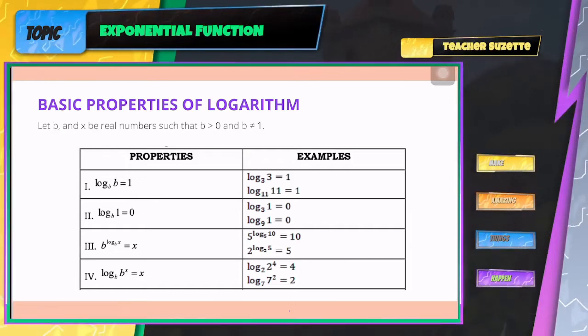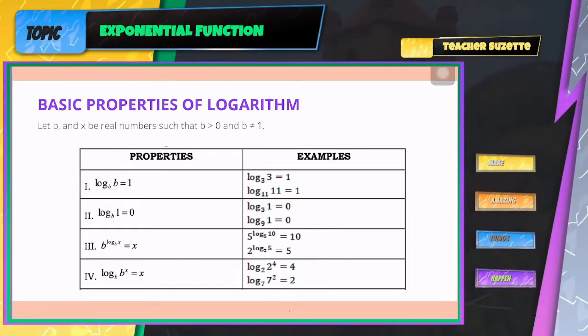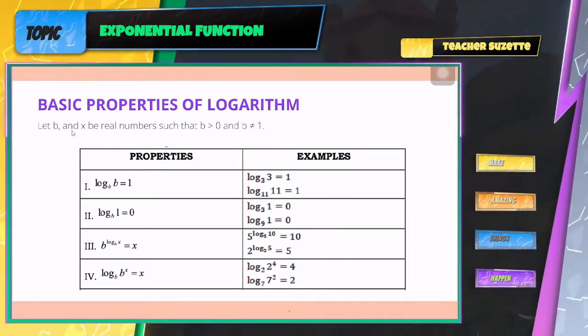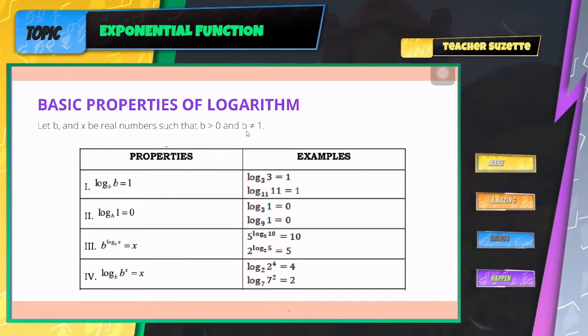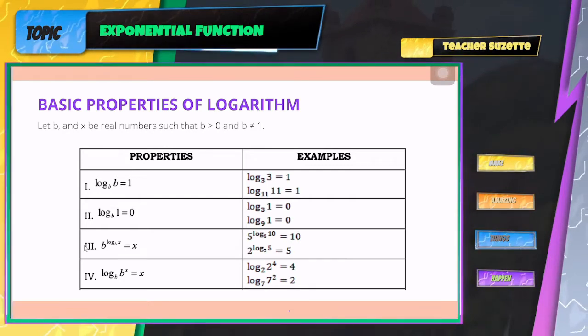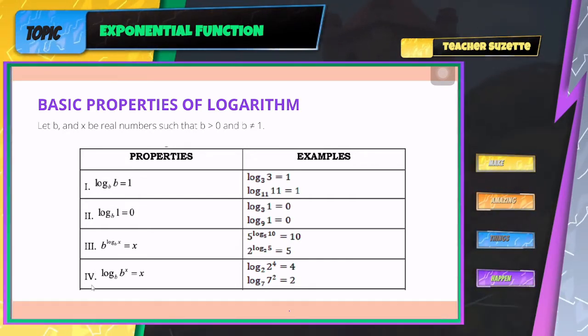Now this time we are going to discuss the basic properties of logarithm. If we let b and x be real numbers such that b is greater than 0 and b is not equal to 1, here are the 4 properties of our logarithm.